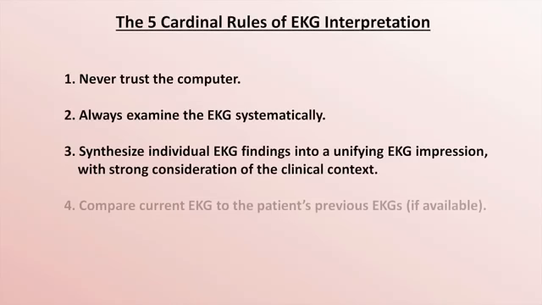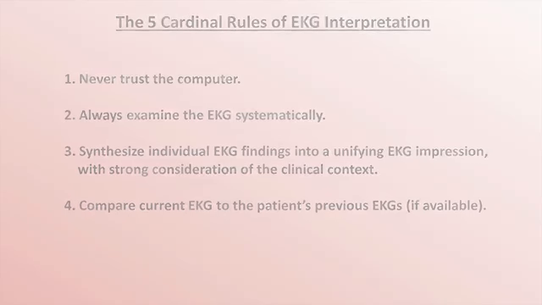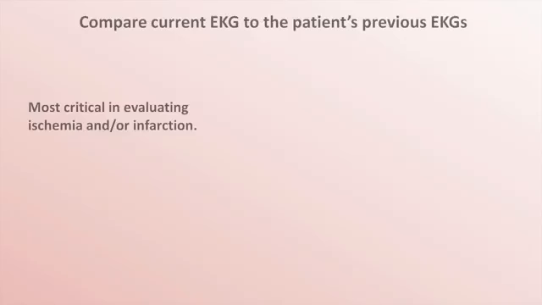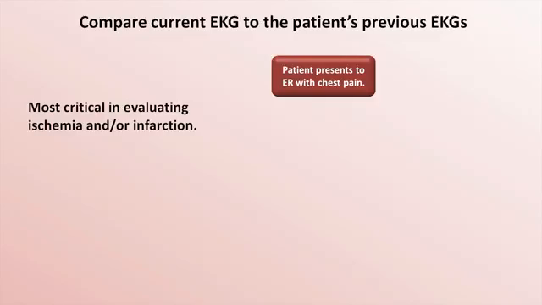Now back to the rules. Rule number 4: compare the current EKG to the patient's previous EKGs if they are available. There are plenty of circumstances in which this is important, but it is most critical in evaluating suspected ischemia and/or infarction. For example, suppose a patient presents to the ER with chest pain. Per US standard of care, an EKG gets completed within 5 minutes.